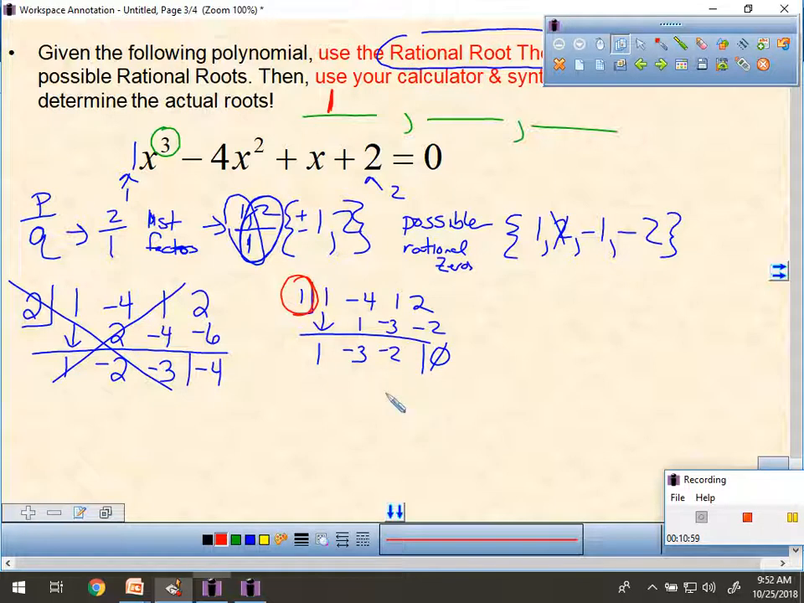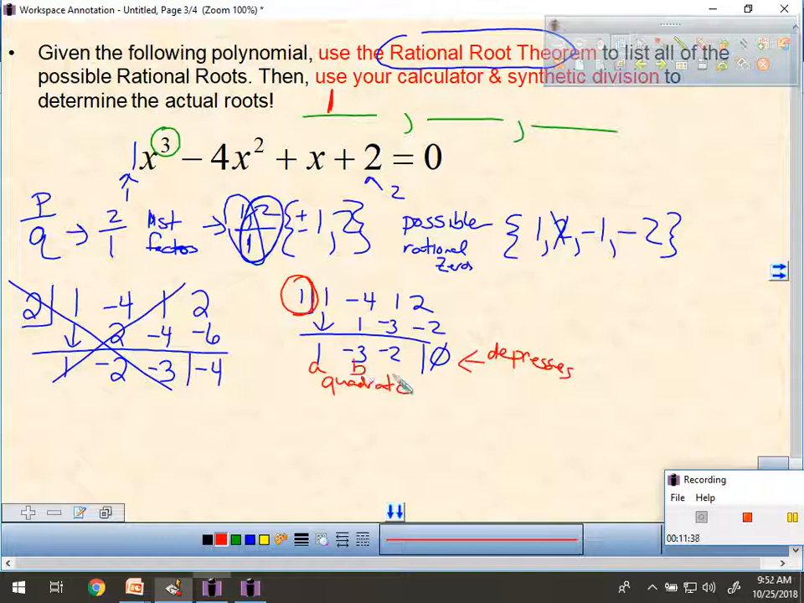Now, here's the thing. Once you got one of your answers, look at what's left behind: this 1, negative 3, negative 2. Go back and look at the original polynomial. The original polynomial was a degree 3. When you do synthetic division, it depresses your polynomial, which means it goes down a level. So if you start off with a degree 3 and go down by 1, the new degree is 2. So this is now a quadratic equation, which means I can use the quadratic formula. So this is A, this is B, and that's C.